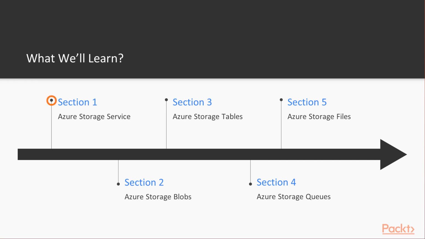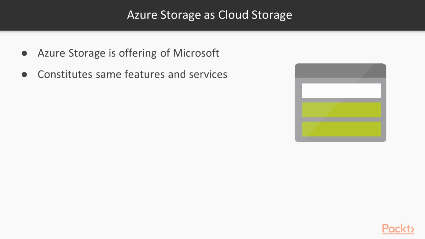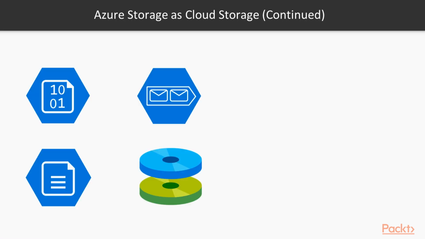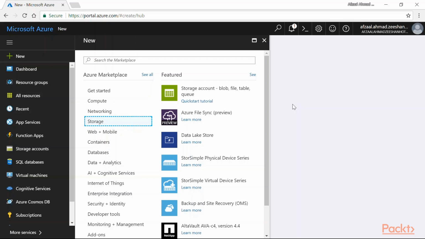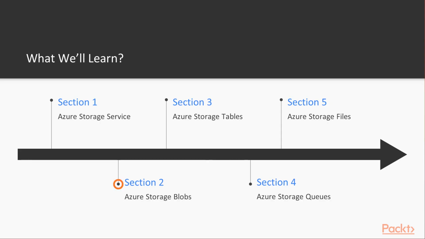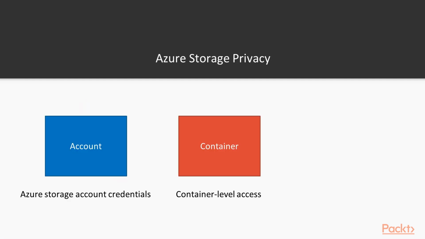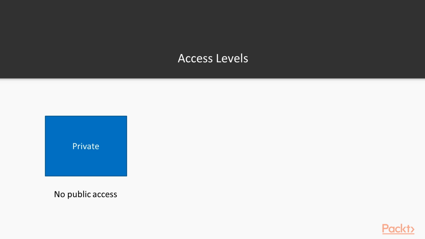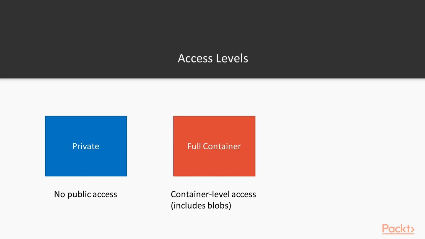So, starting off in section 1, we will take a look at the Azure Storage Service, what it is, how to create a new Azure Storage Service account on the Azure portal, how to access it, and what tools are available. Once we are done with that, we will start off with the Azure Storage blobs and take a look at what services do they provide, how many types of blobs are available, and what redundancy models does it support.